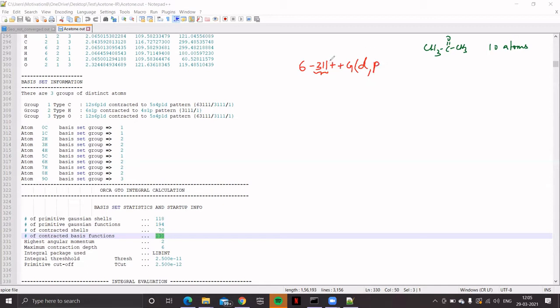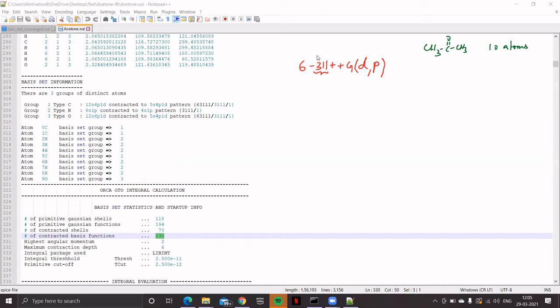So for hydrogen, the configuration is 1s, but you are also providing p-type function in order to allow them to change the shape. So that's the basis set which we use for this particular calculation. And let's see how, using this particular basis set for acetone, we got these numbers.